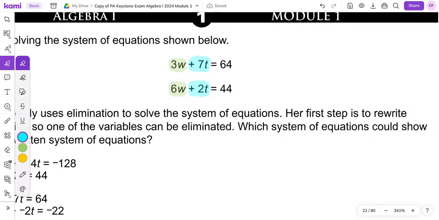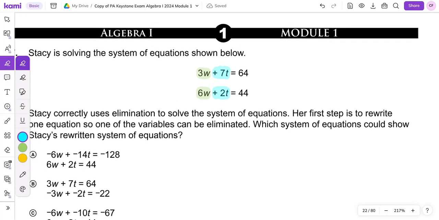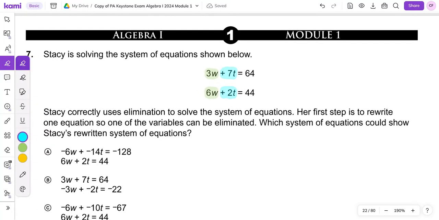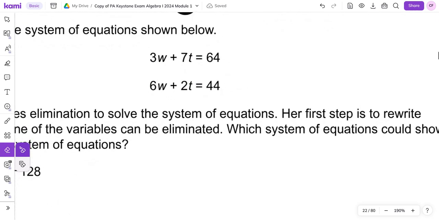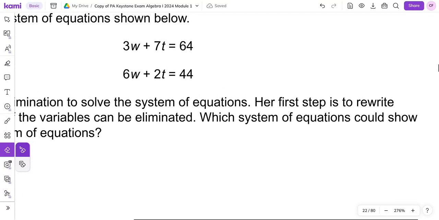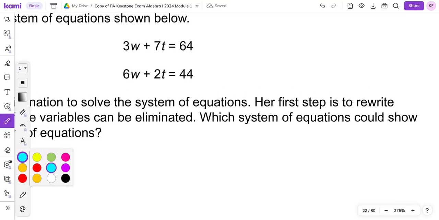And it did say that she wrote one equation and not both of them. So the best strategy here, based off our multiple choice options, would be to multiply the entire top equation by 2 or negative 2. Depends which method you're going to use. We're going to start with the negative 2.